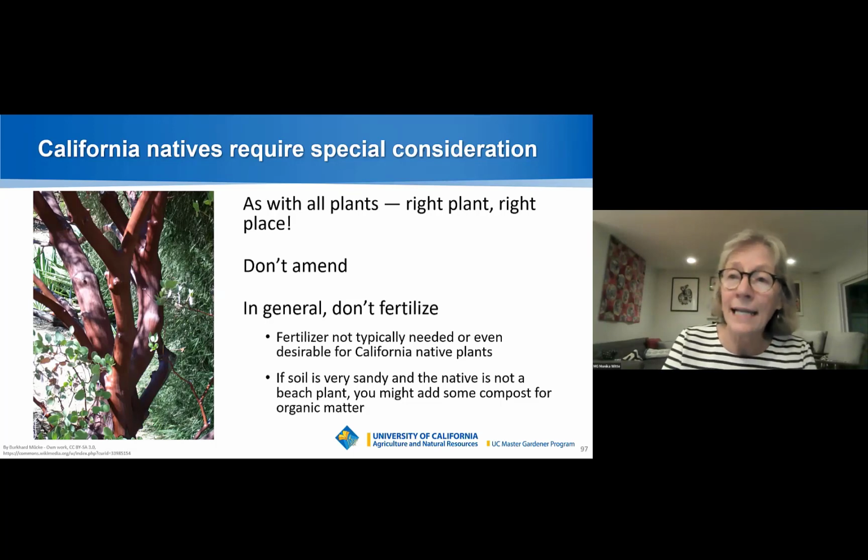If the soil is very sandy and the native is not a beach plant, then you might want to add some organic matter, some compost, just in case, just to provide some organic material into that sandy soil.